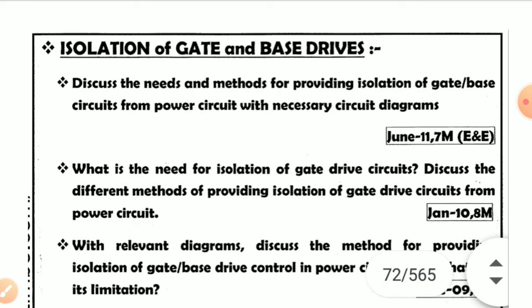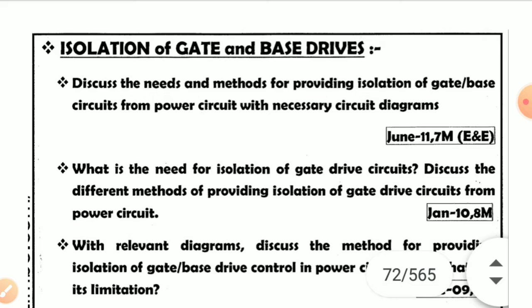Good morning, students. In the previous class, we discussed the base drive control techniques for bipolar junction transistors. There are various types of base drive control methods we discussed: on control, off control, then proportional base control and anti-saturation control. The problems on those we also solved in the previous session.